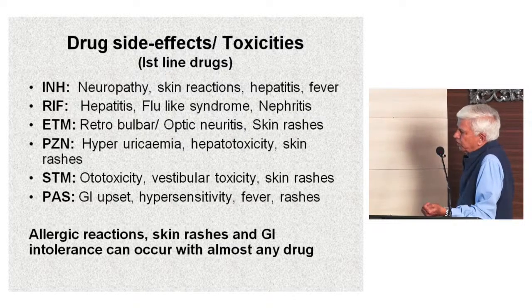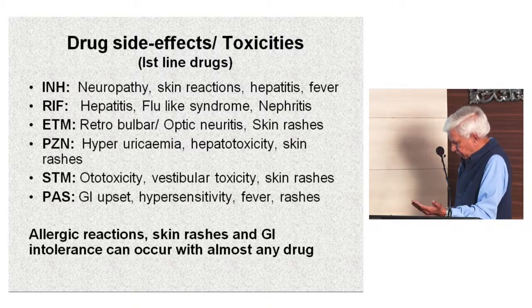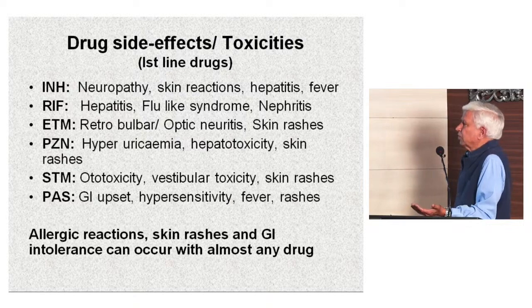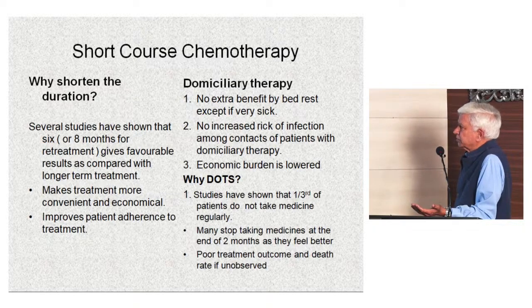PAS, of course, is not commonly used now. That is GI upsets, hypersensitivity. Earlier, these two drugs were also in the first line treatment, you see. Nowadays, of course, we mostly rely on the first four drugs. Second line drugs are toxic as well, in fact more toxic, but we will not go into those details immediately, you see. Allergic reactions like skin rashes and GI intolerance can occur with almost any drug. That is a common phenomenon in pharmacology or clinical practice.